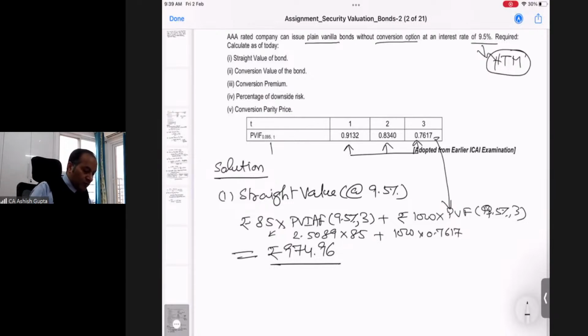Please note that, student. Here, since the PV factor has been given up to 4 decimal points, I have to take it to 4 decimal points. I cannot do rounding off because it has been provided in the table itself. It is a clear-cut indication that I have to take up to 4 decimal points.